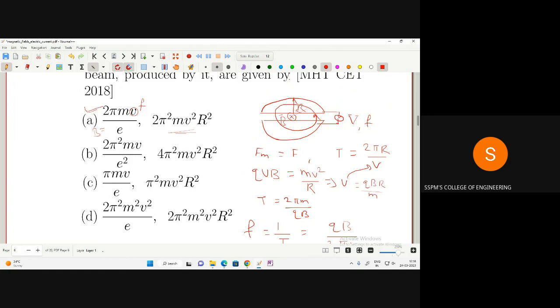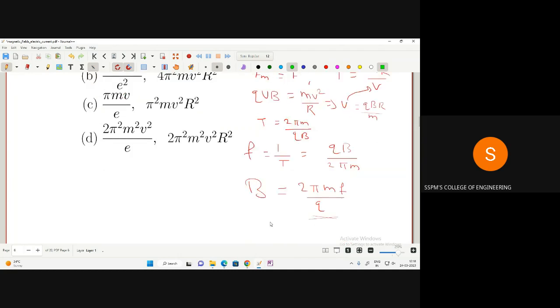And what is the time required for completion of one revolution? It is the circumference of the circle, 2 pi r divided by V, where V is QBr divided by m. Substitute V in the equation of T. So T is 2 pi m divided by QB, and then find F. F is equal to 1 by T. Are you getting it? And find the B. So that is B.